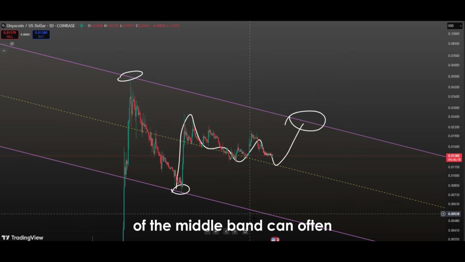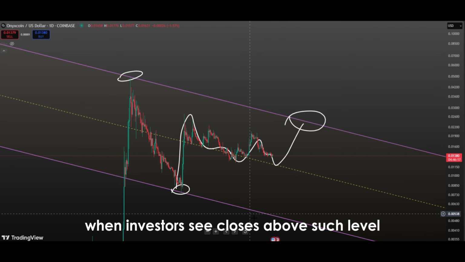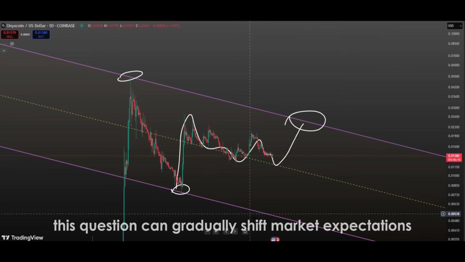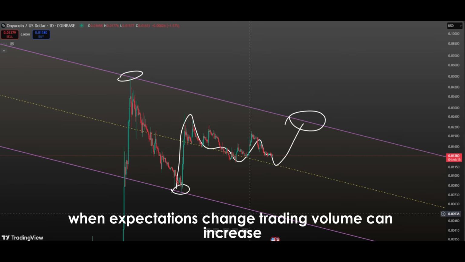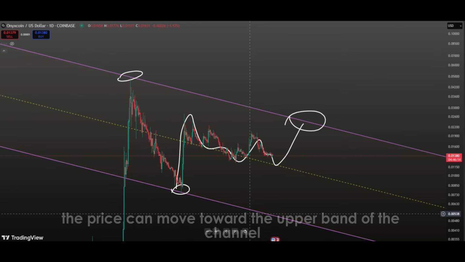Technically, breaking above the middle band can often be the first signal of a short-term trend change. Psychologically, when investors see closes above such levels, they begin to ask themselves, could the price break out of the downtrend? This question can gradually shift market expectations. When expectations change, trading volume can increase, new buyers may enter the market, and with this momentum, the price can move toward the upper band of the channel.